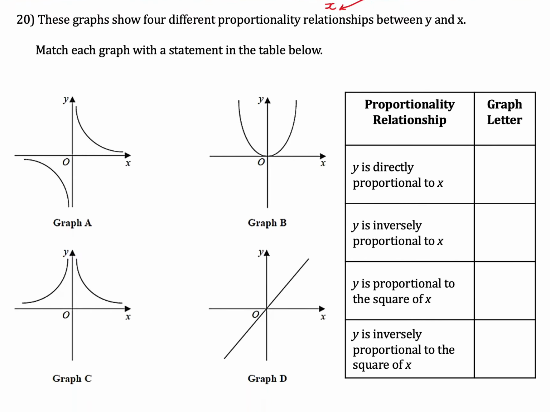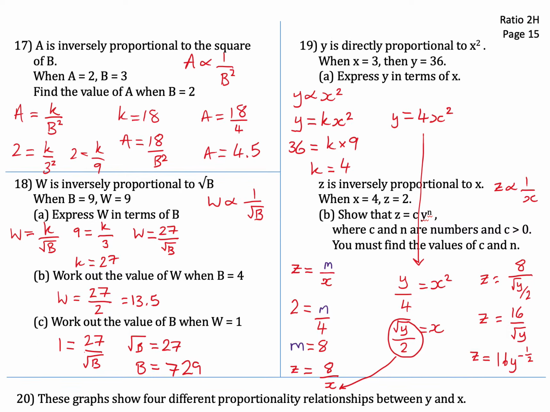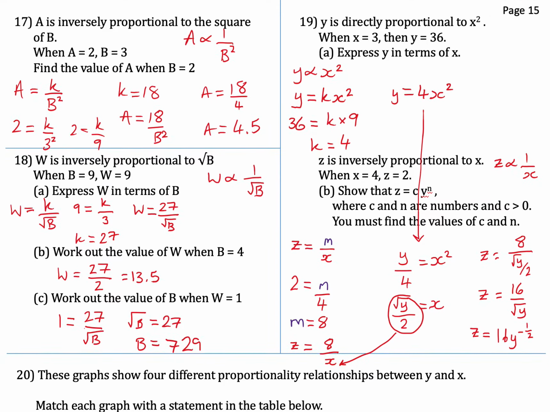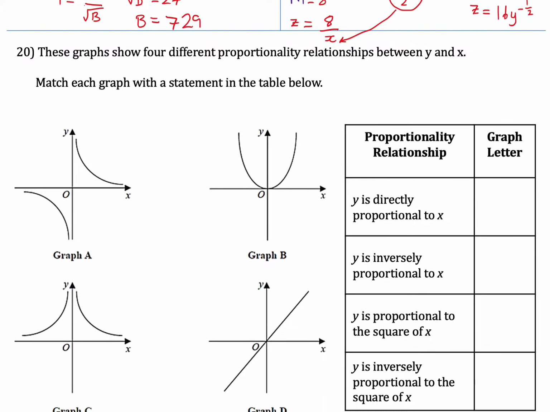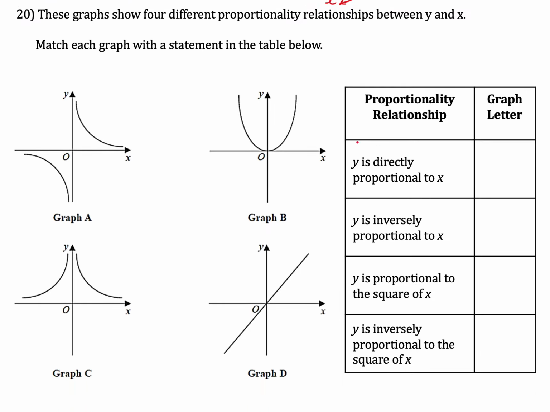Okay, question 20. By the way, that question is probably up there with grade 8, grade 9 kind of questions, so don't worry too much if you couldn't do it. These graphs show 4 different proportionality relationships between y and x. Match them to their statement.